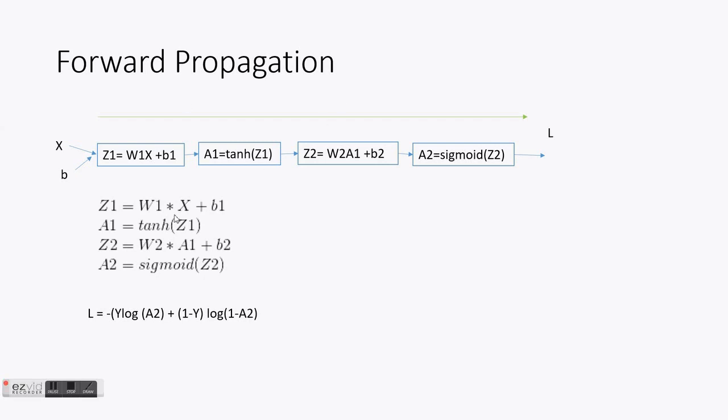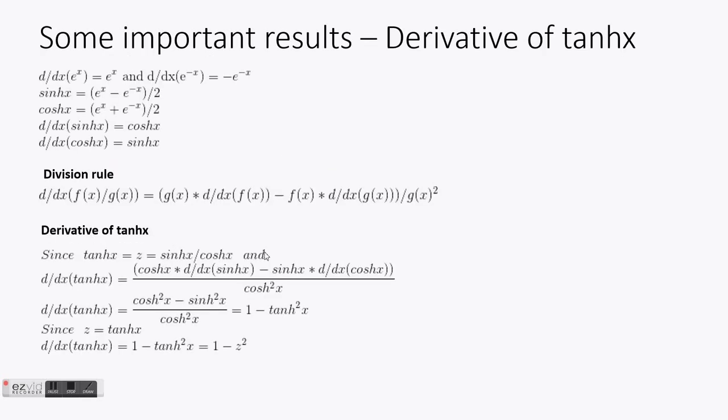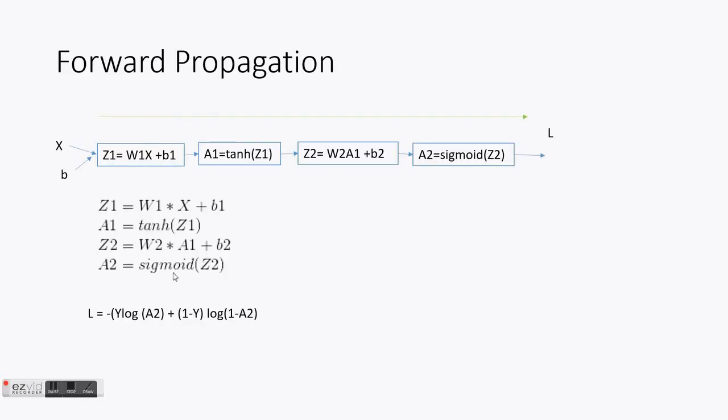So in the forward propagation direction, we have already seen the equations: Z1 is equal to W1 into X plus B1, where W1 is the weight matrix and X is the input features, and A1 at the hidden layer is equal to tanh of Z1, the activation in the hidden layer. Z2 at the output layer is W2 into A1 plus B2, which you've already seen here, and A2 is equal to sigmoid of Z2. And then we know if you're doing binary classification, the loss is given as L is equal to minus Y log A2 plus 1 minus Y log of 1 minus A2.